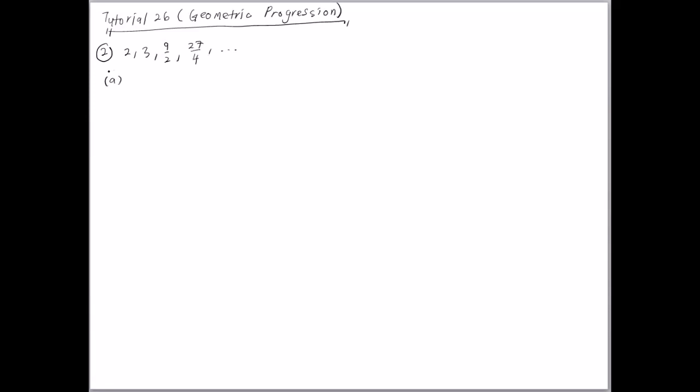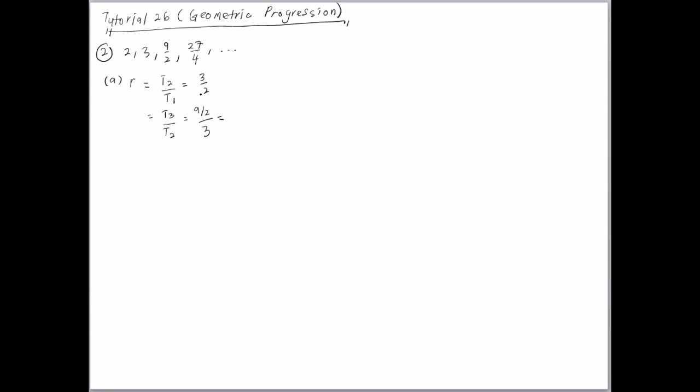Then question A, find the common ratio. Okay, we want to find the common ratio R. Common ratio R equals, let's do T2 divided by T1. T2 divided by T1 is 3 over 2. And then let's try T3 divided by T2. Our T3 is 9 over 2 divided by T2, which is 3.